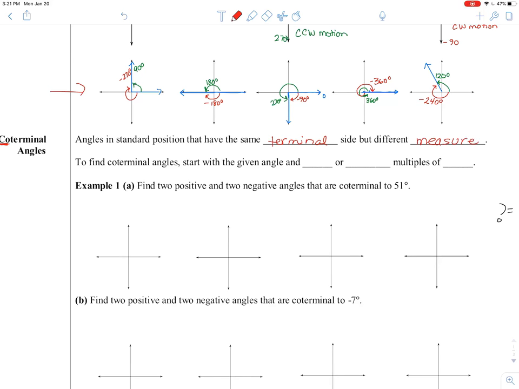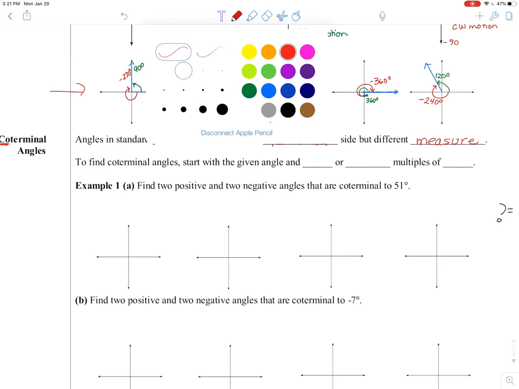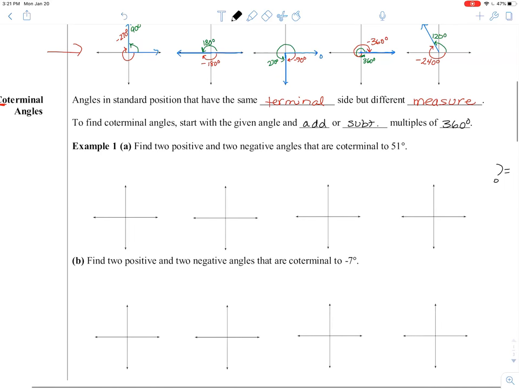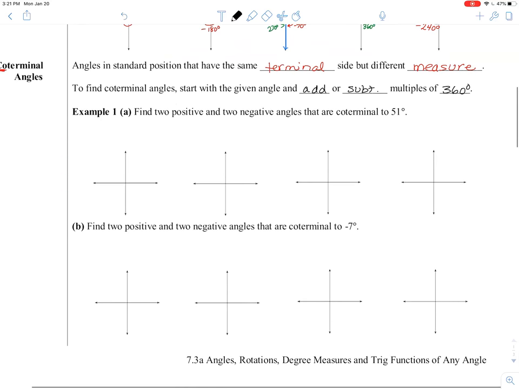To find coterminal angles mathematically, you start with the given angle and you add or subtract multiples of 360 degrees, like full rotations. So what I'll do here is quickly go through two examples. Find two positive and two negative angles that are coterminal to 51 degrees.